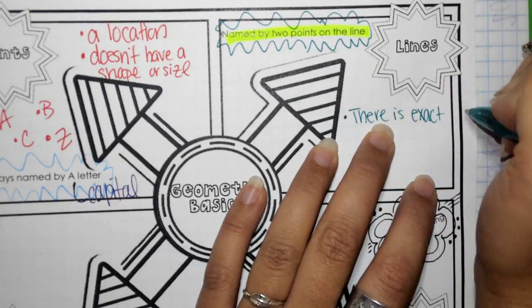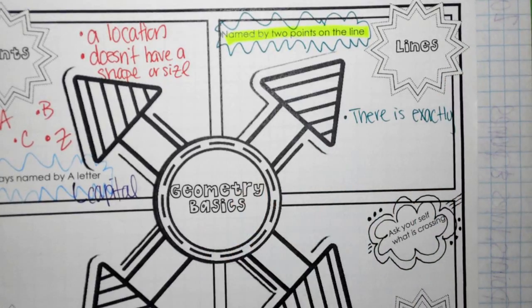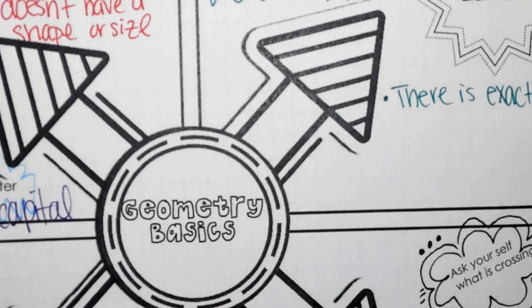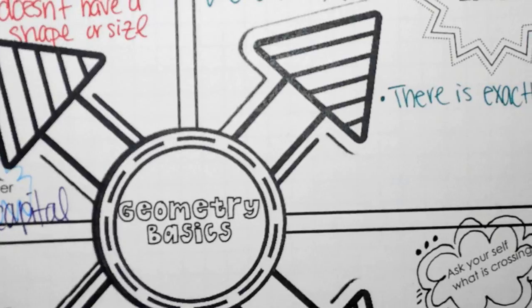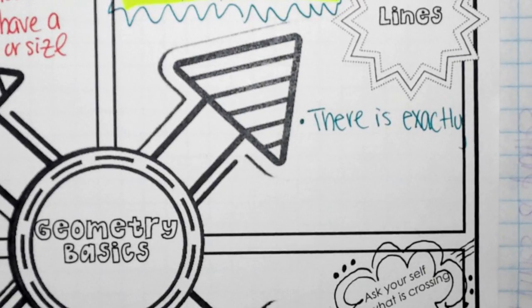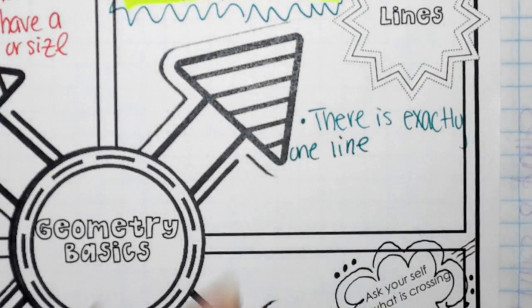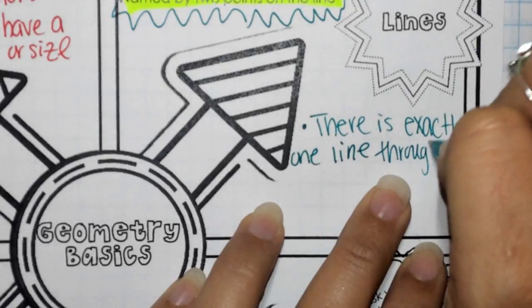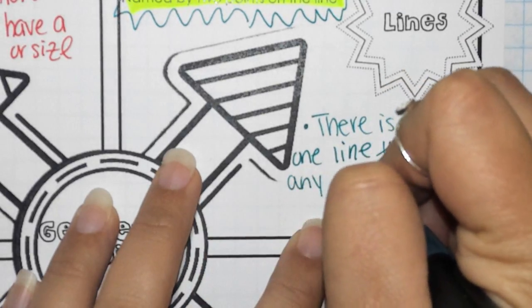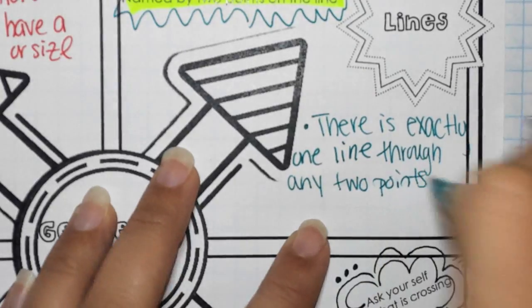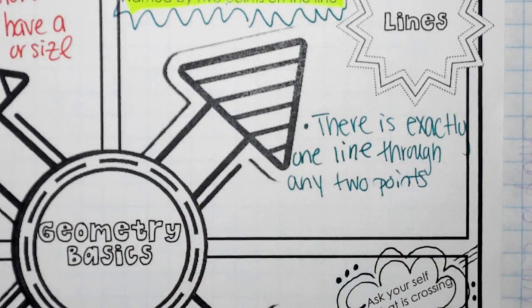Alright, so the definition says that there is exactly one line through any two points. Do I need to zoom in for anybody? You're welcome, blind child. Through any two points, there is exactly one line. And we just proved that.